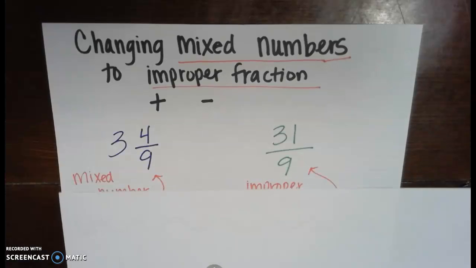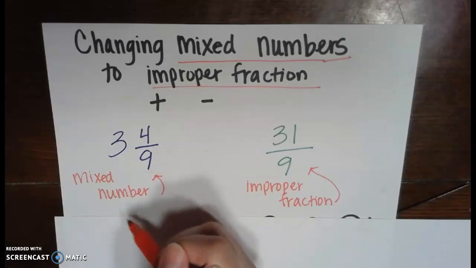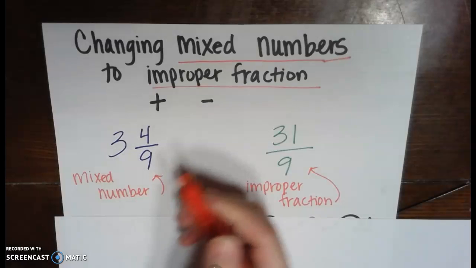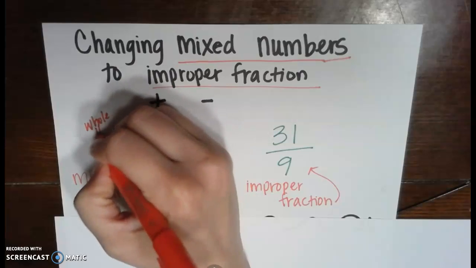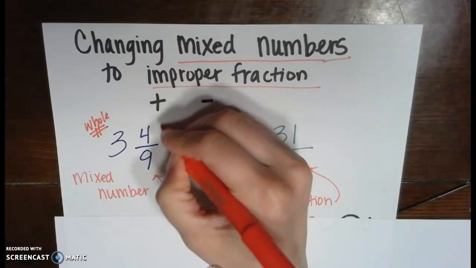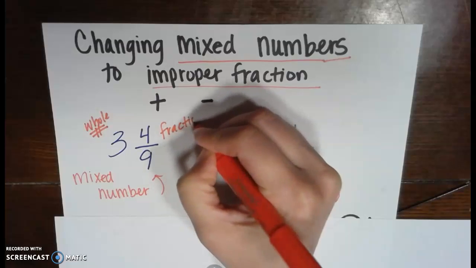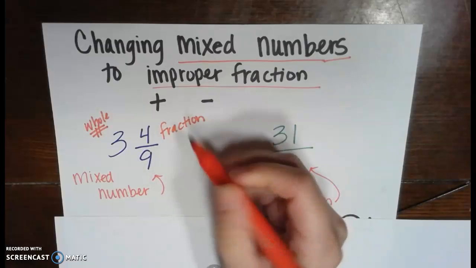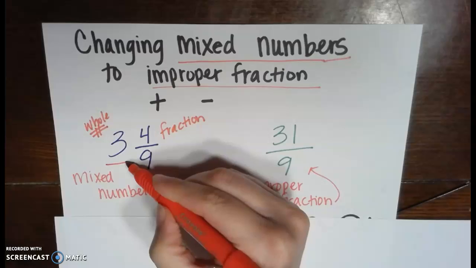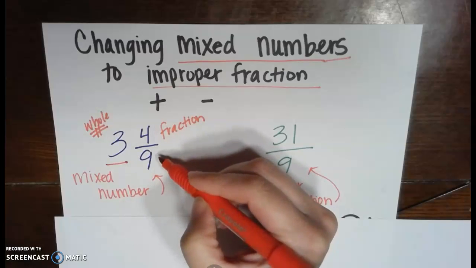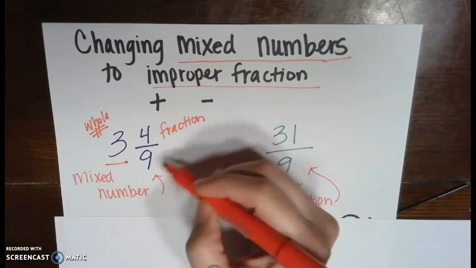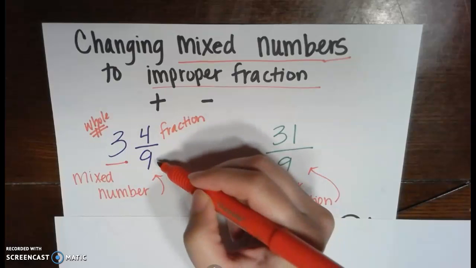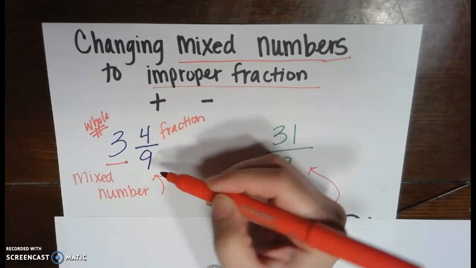So here I have a mixed number, and I know it's a mixed number because I have a whole number and a fraction. This is a mixed number. It has a whole number, which is my 3, and my fraction, which is 4/9. So that is what makes it mixed. It's two different types of numbers, but they work together to make a mixed number.